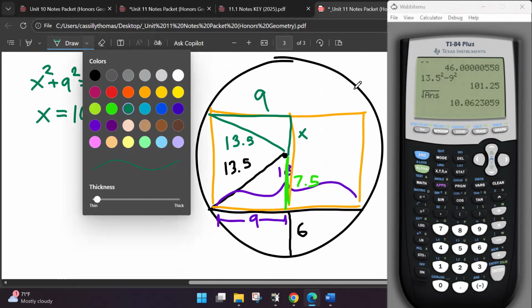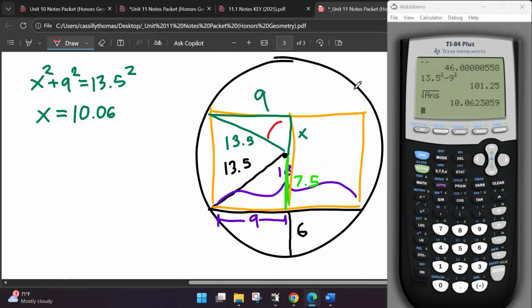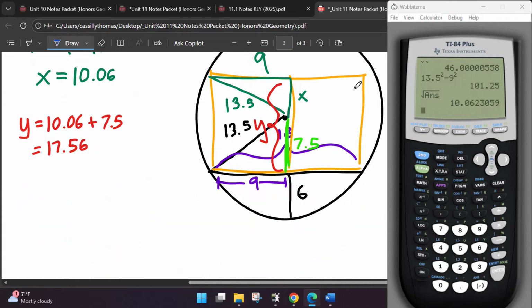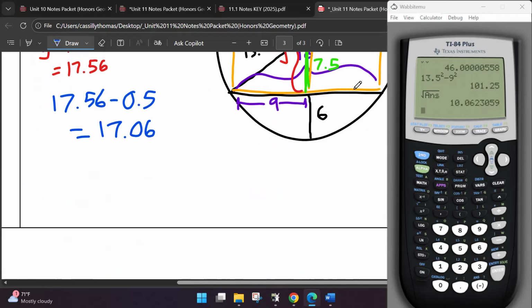All right. So what that tells us is this whole thing right here, we'll call this like y or something. y equals 10.06 plus 7.5. All right. So that is going to be 17.56. Right? So that's how tall the truck can be. However, don't forget that last step. They said we need to subtract half a foot. So let's go 17.56 minus 0.5, which is 17.06.